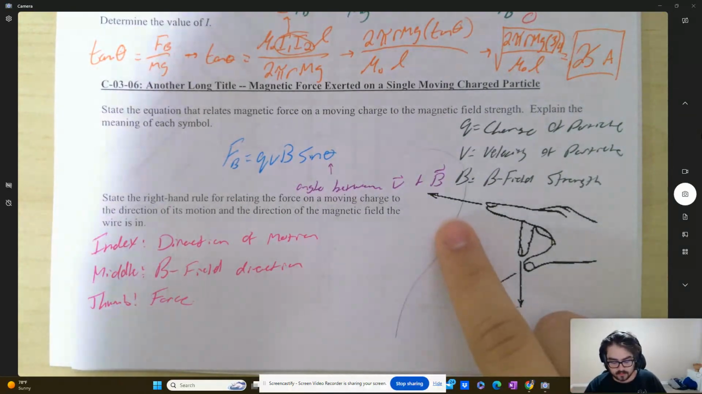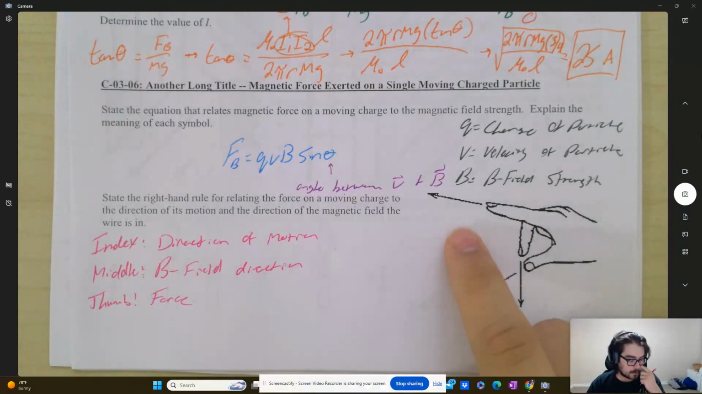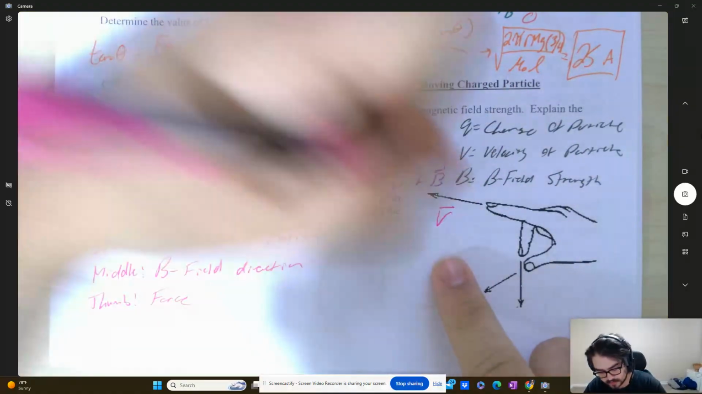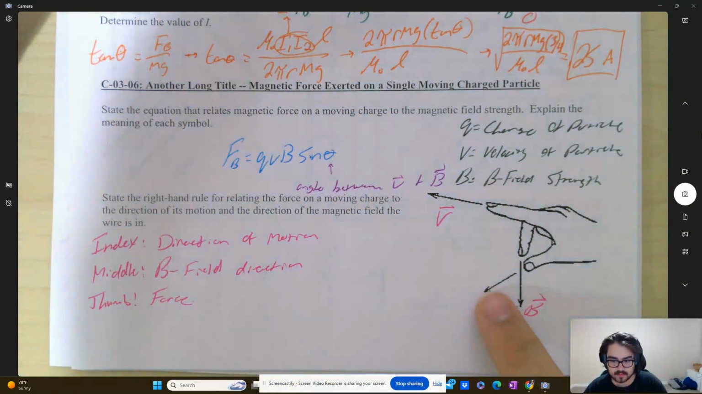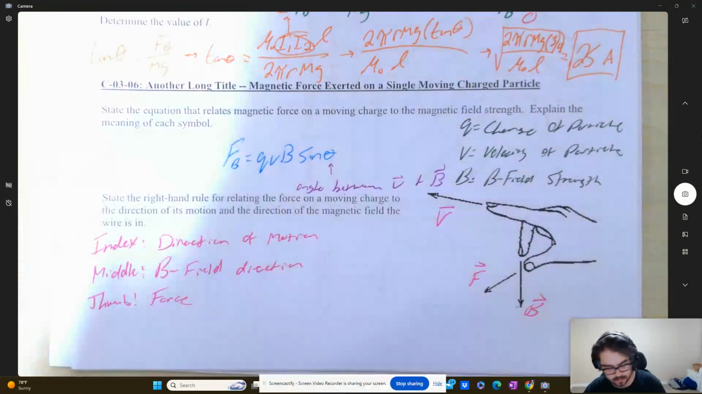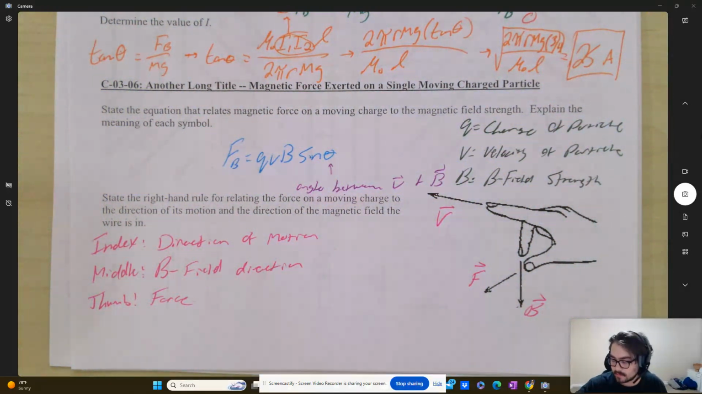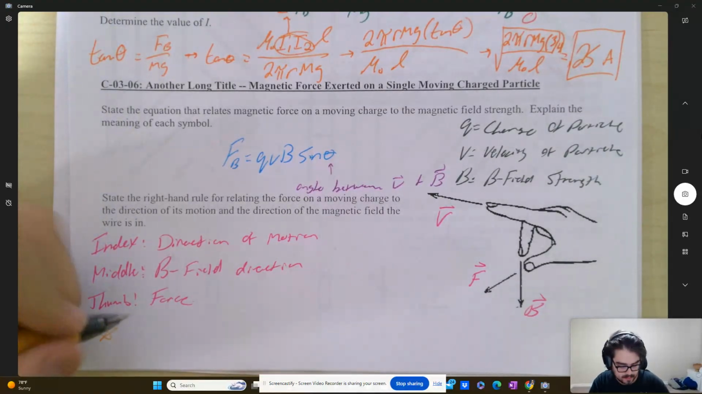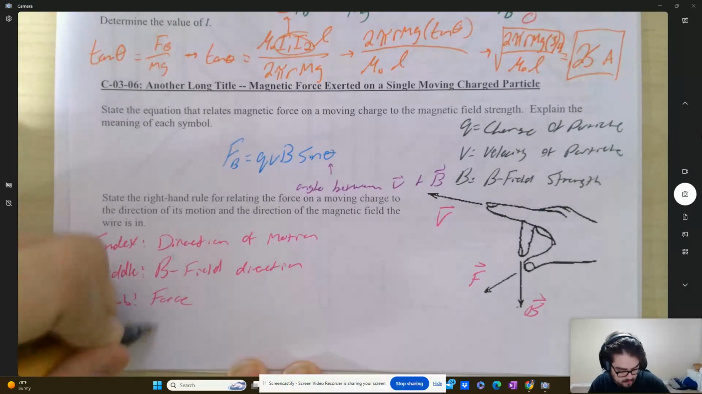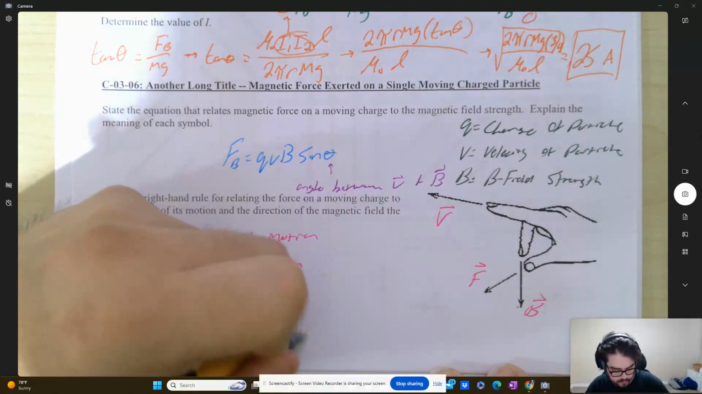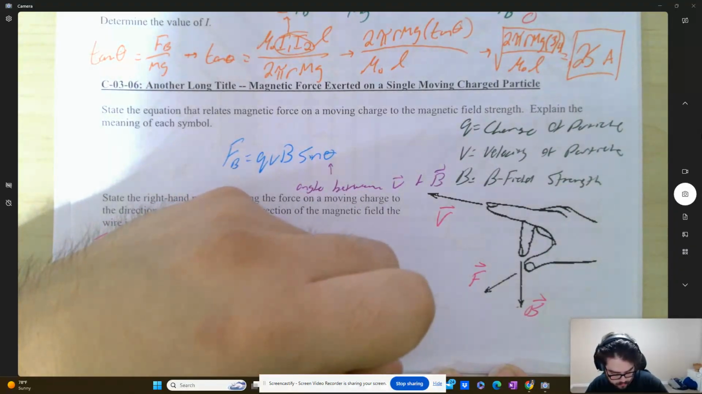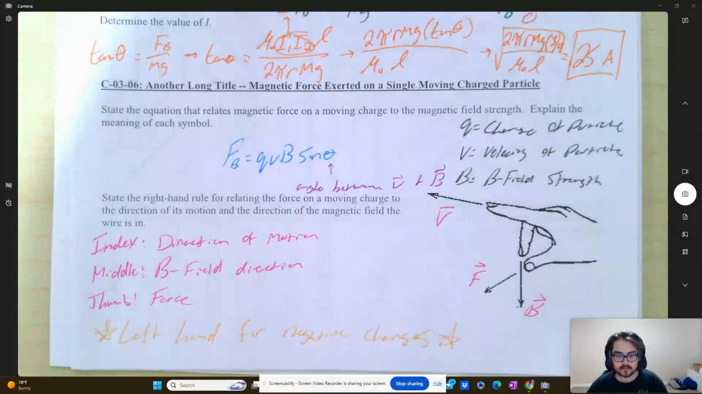If we look at the diagram here on the right side, your index finger points in the direction of the velocity vector, your middle finger points in the direction of the B field vector, and your thumb is going to point in the direction of the force vector. There is an important note to make about this right hand rule: it may not always be right hand, it may be left hand. You would use your left hand for negative charges.